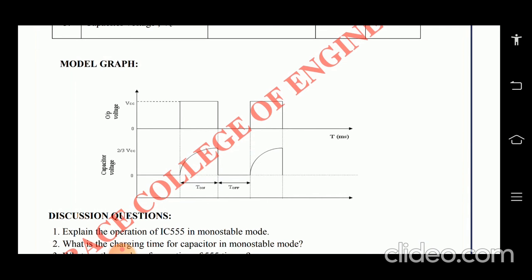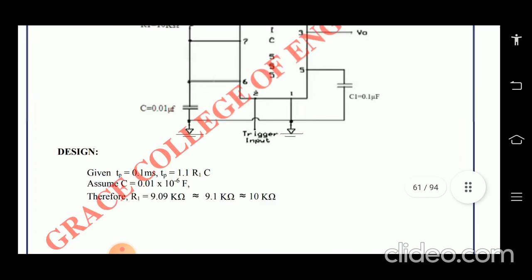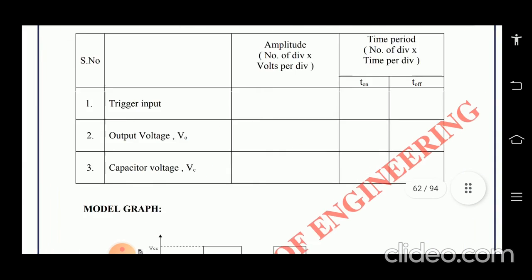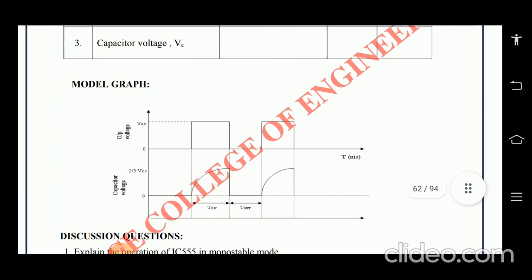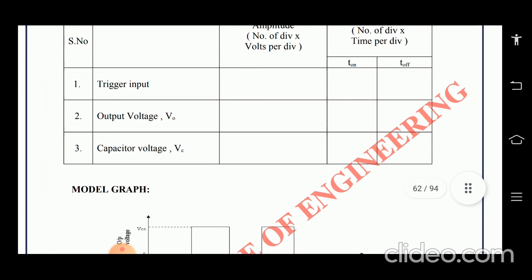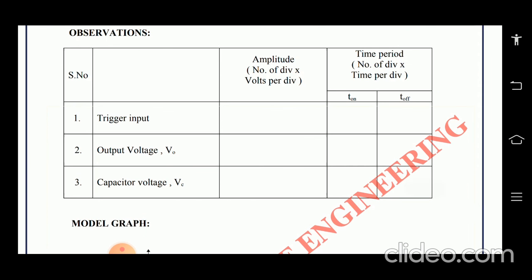First we need to construct the circuit diagram as per our manual, and we need to get VO, that is the output voltage, and VC, that is the capacitor voltage, and also we need to get the trigger input. From the waveforms we want to calculate the amplitude and the time period.